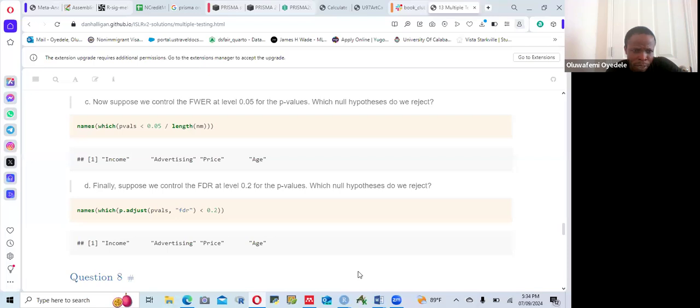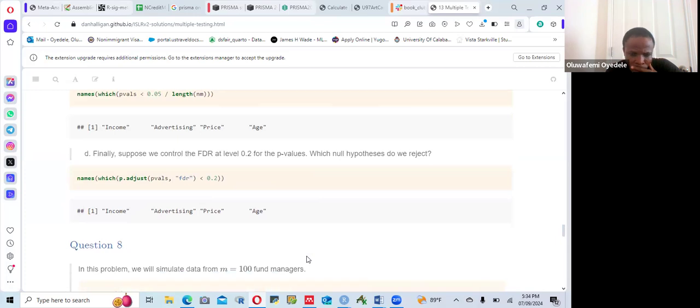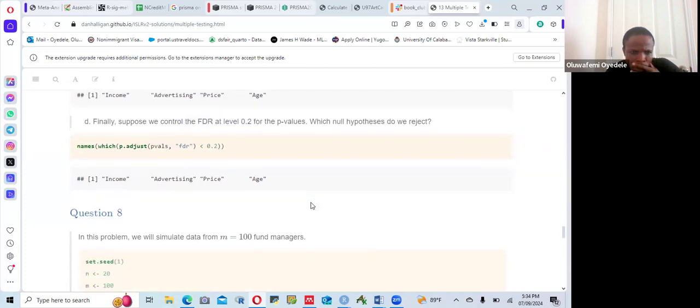D, they said, suppose we control the false discovery rate at the level of 0.2 for the p-values. Which null hypotheses do we reject? Here we reject the null hypotheses for income, advertisement, price, and also age, because the p-values are less than 0.2 for the false discovery rate that we are controlling for.